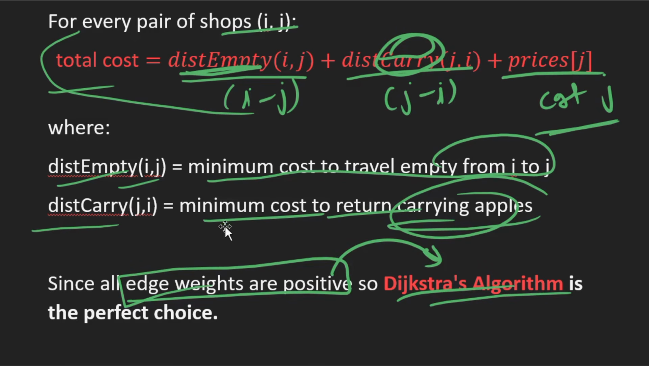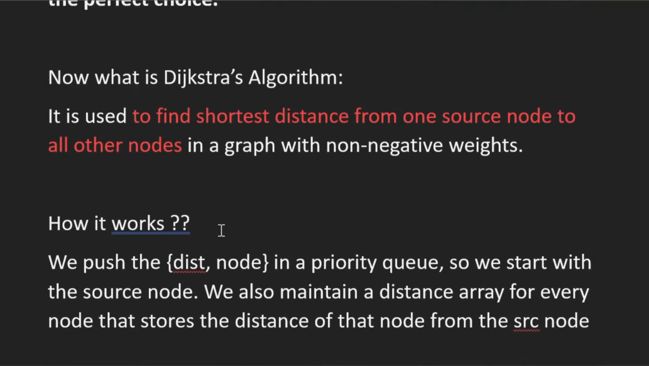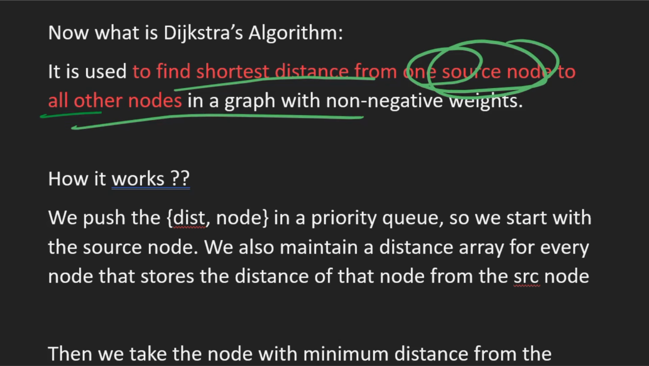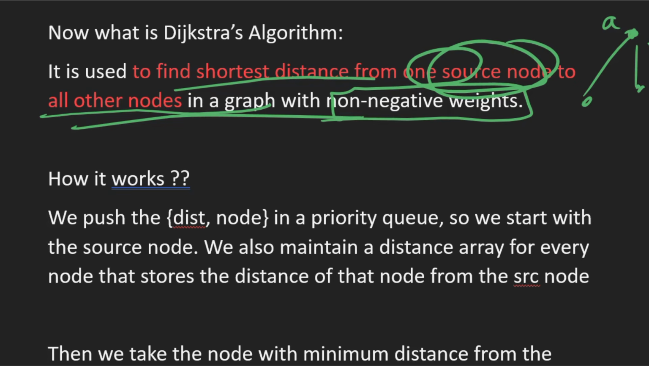We can use Dijkstra algorithm to solve this question. So now the question is, what is Dijkstra algorithm? Basically it is an algorithm to find the shortest distance from one source node to all the other nodes in a graph, such that the graph does not have any negative weights. So Dijkstra algorithm finds the shortest distance from a point A to all the other points in the graph, right? So it will give us the distance between AB, AC, AD, like all the pairs.